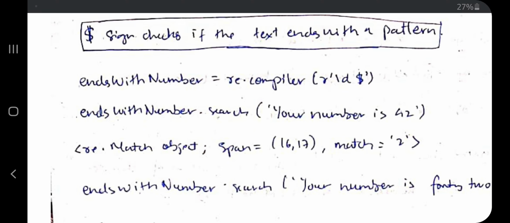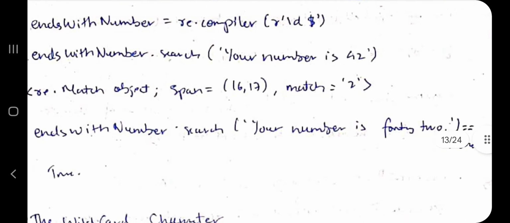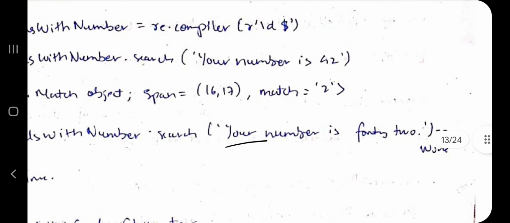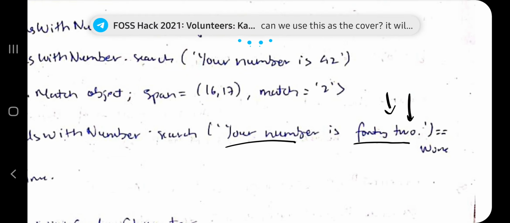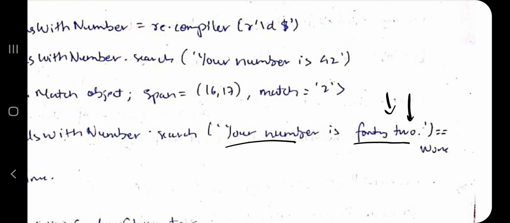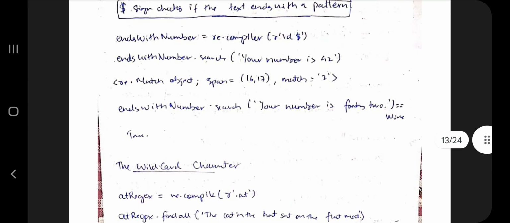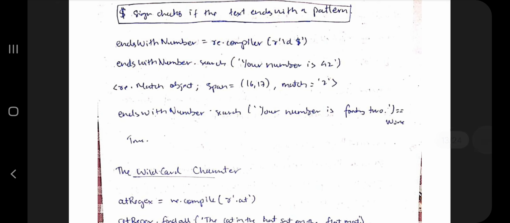So, for example, if I pass here your number is 42, it will return a match. Else here, the last letter is O, I mean the letter O. So, O is not a number, it will return none. Okay. Basically the usage of the caret sign and the dollar sign is for comparing the starting word and the ending word.